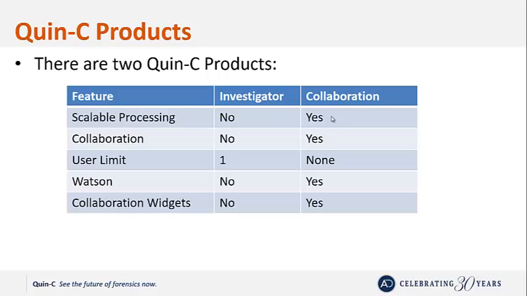Watson is the key sort of artificial intelligence widget in the product, and that's available in Collaboration and not Investigator. So that's probably one of the few functional differences between the two products. And then obviously we've already described the collaboration widgets like chat and tasking and things like that are in Collaboration, not in Investigator. I should also add, actually, and I'll discuss this in the next one, that the remote forensics capability, the acquisition capability, is available for Collaboration and not Investigator.